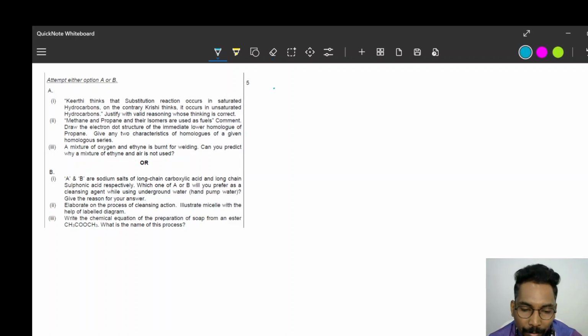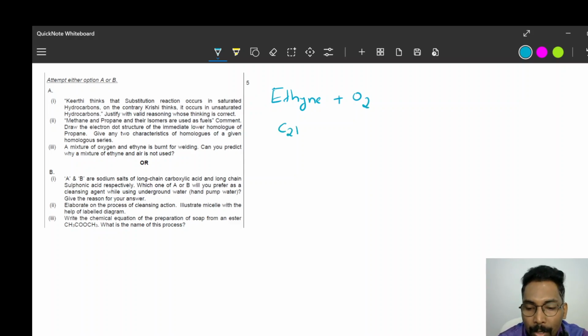Moving to the next one. A mixture of oxygen and ethyne is burned for welding. Ethyne plus O2. What is ethyne? Ethyne means C2H2. Ethyne plus O2 is used for welding. Can you predict why a mixture of ethyne and air is not used? Ethyne plus air.